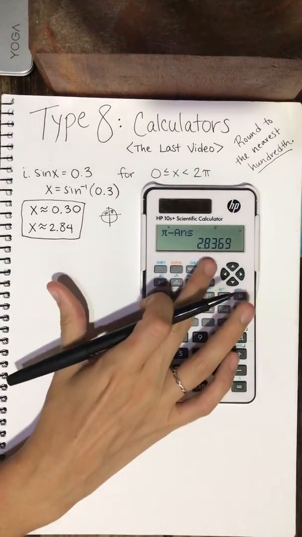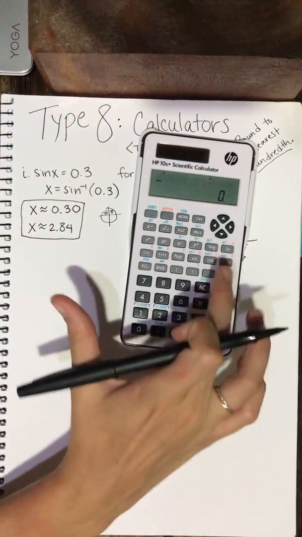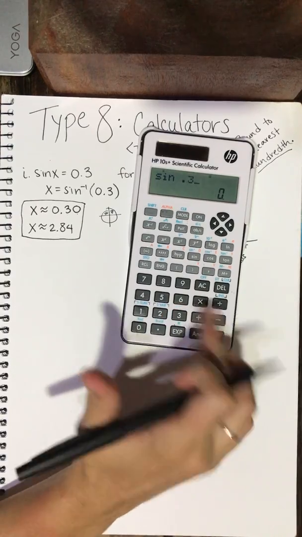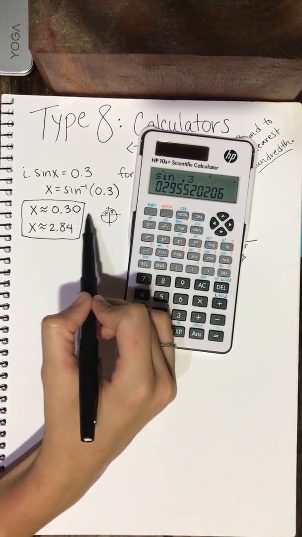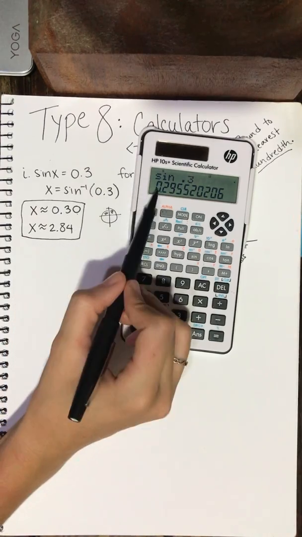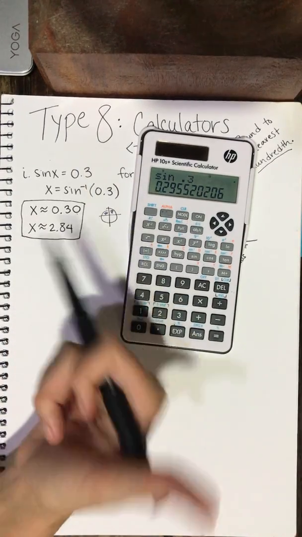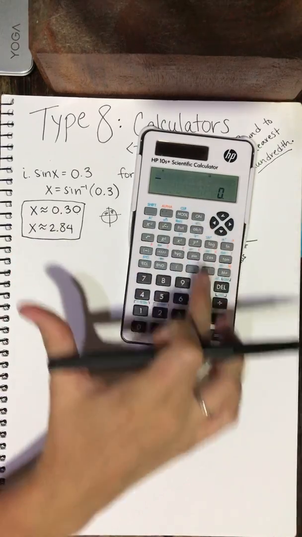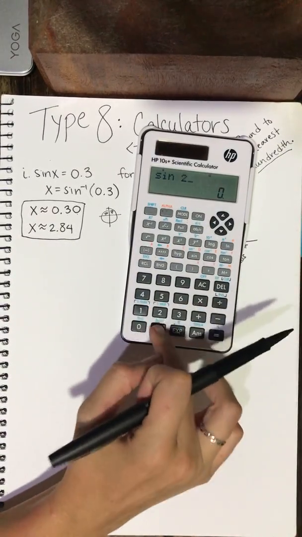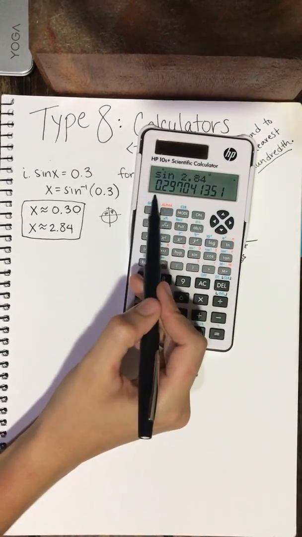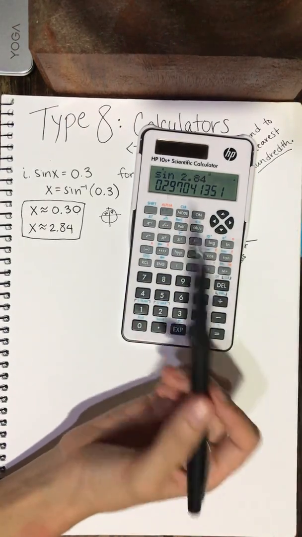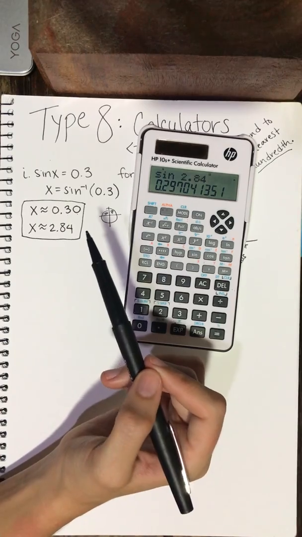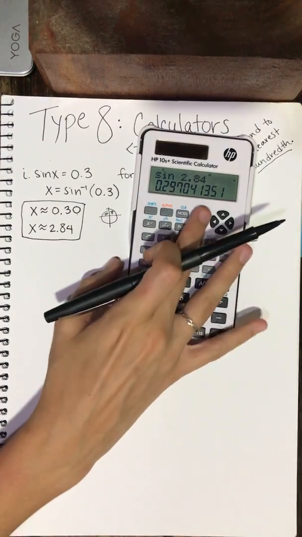Let's check ourselves. Sine of 0.3, which I rounded, is 0.29. Because I rounded it, it's not going to be exact here, but this rounds up to 0.3, so I know that one's right. Let's try the other one. Sine of 2.84 gives me a number that also rounds up to 0.3, so I know that both are correct. So not only are we solving on our calculator, we can also check on our calculator.